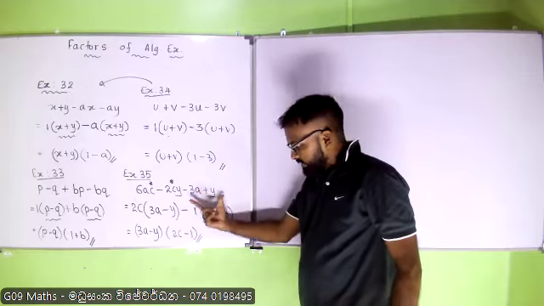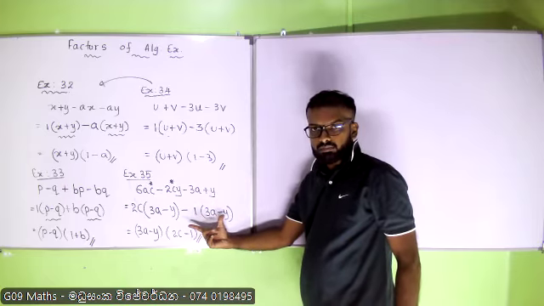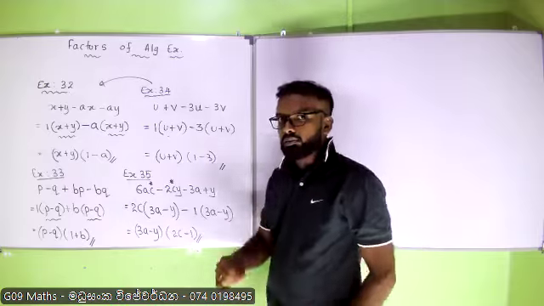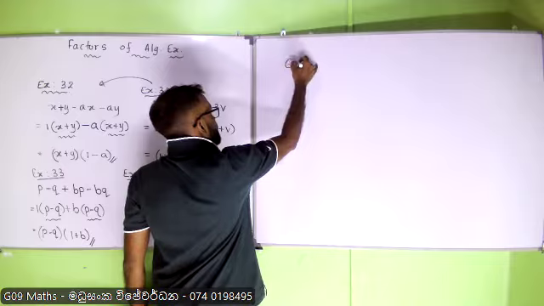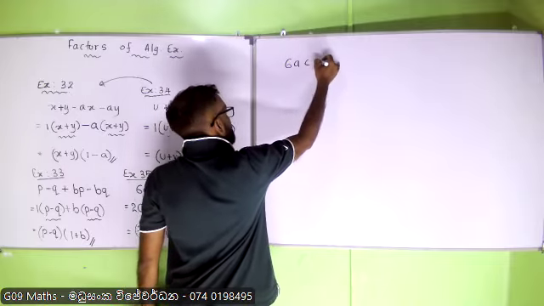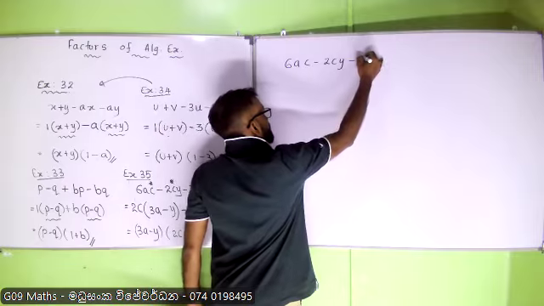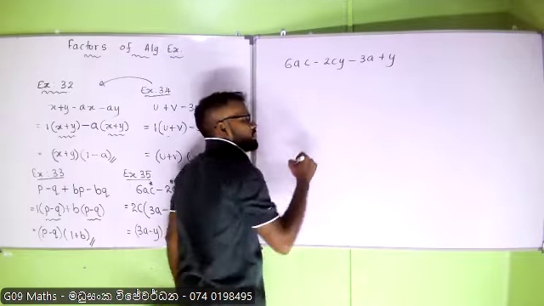So this is the first way that you can do it. This one. This is the first way. Right? And what is the second way? What's the second way? Get it. So the same thing I will do differently. 6ac minus 2cy minus 3a plus y. So this is the thing.